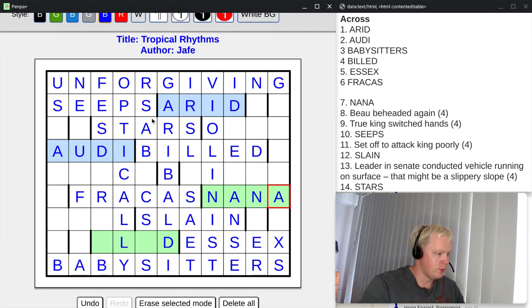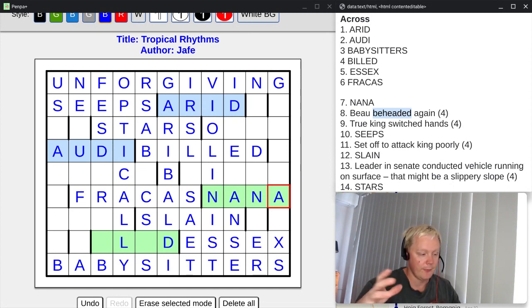Okay, and maybe we should. No, I'll leave the highlighting there until we need it for something else. So Nana was here, so this is the next answer. It's going to be after Nana now in the alphabet. Bo beheaded again. Very short clue. Beheaded. Pretty straightforward indicator. The head letter of the word is the first letter. So if you behead a word, you take out the first letter.